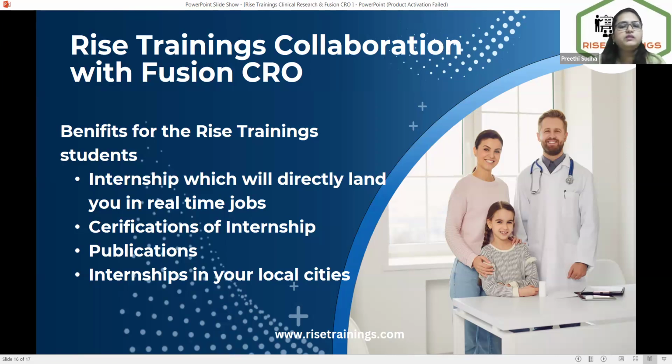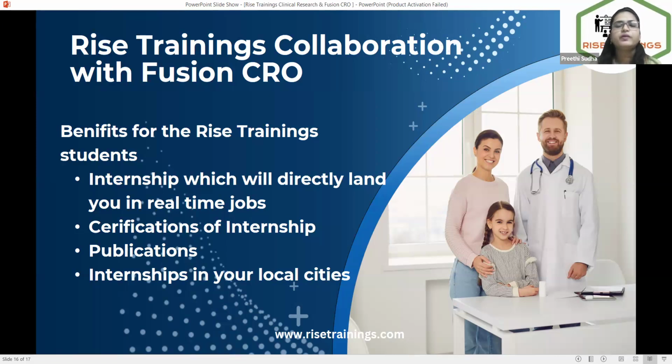There is a 1 month internship, and you need not worry, because Fusion CRO is very big. Wherever your city is, you can get your internship in your local city only. It's not like you have to come to the city where Fusion CRO or Rise Trainings is placed to get the internship. Wherever the city you are, you can avail this internship opportunity because Fusion CRO can arrange those things. We can discuss the further things, and Gautam sir will help you to clarify all the doubts after sharing his information.